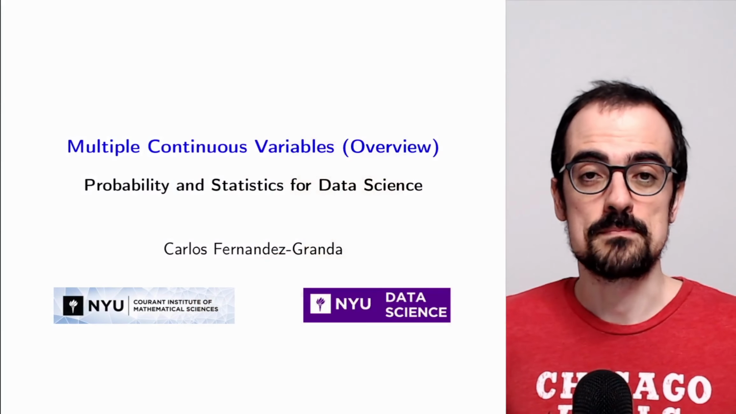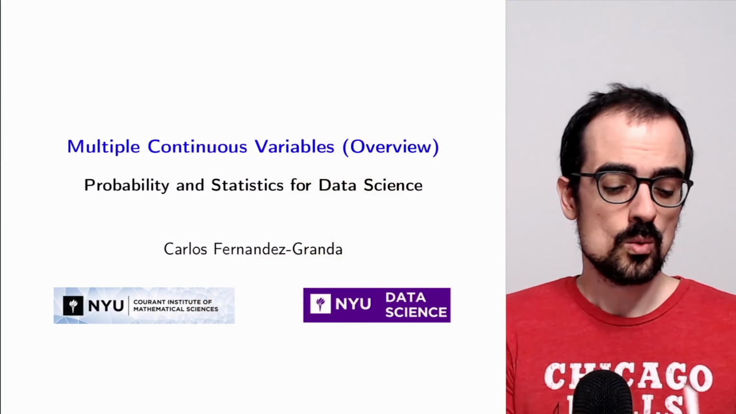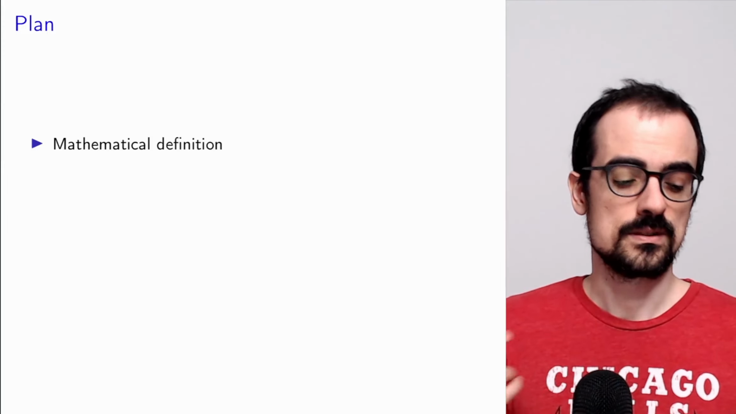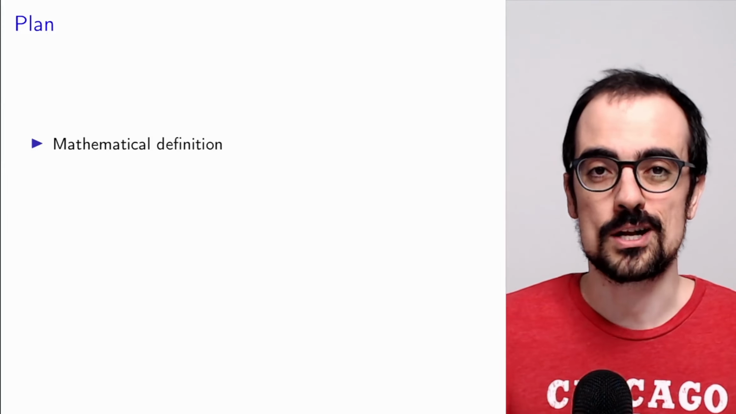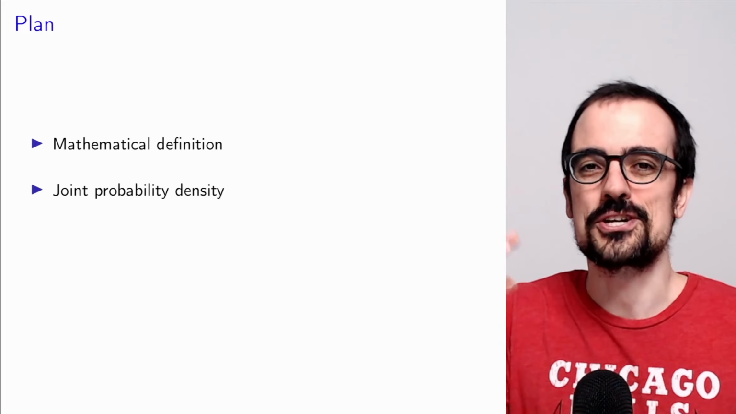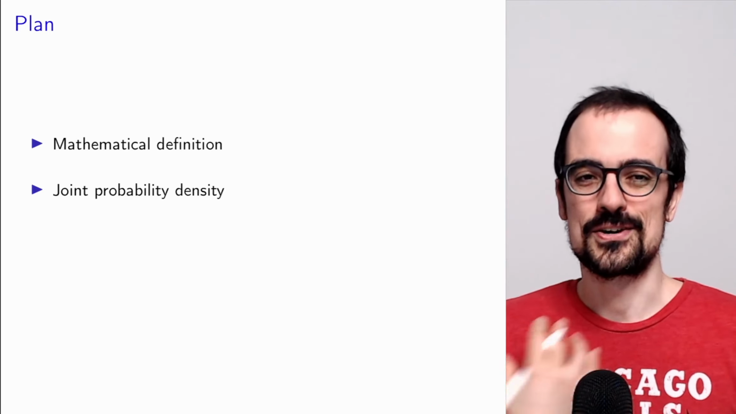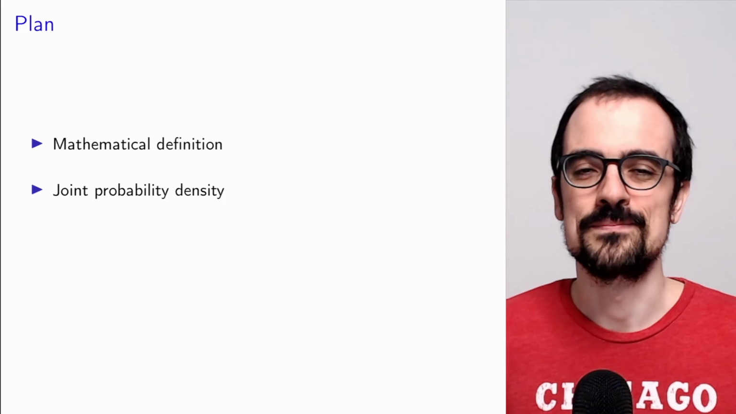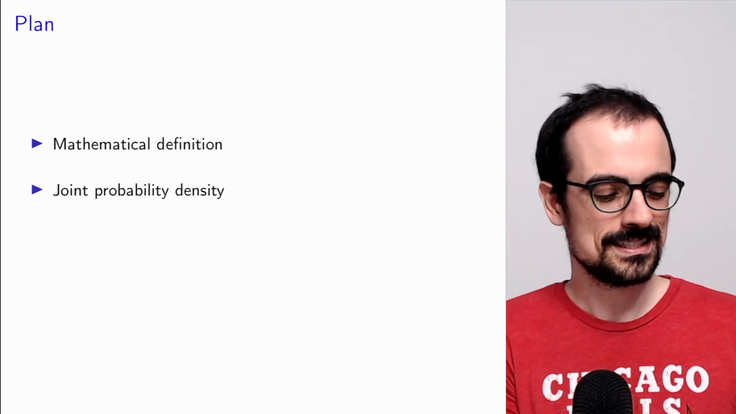We're going to talk about multiple continuous variables. We will start by explaining the mathematical framework that enables us to model multiple continuous quantities together. Then we will talk about the joint probability density, which is the user interface, if you want, of these models that have multiple uncertain continuous quantities.